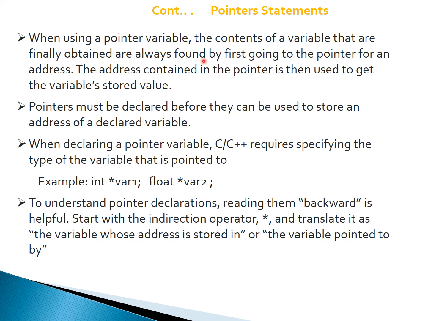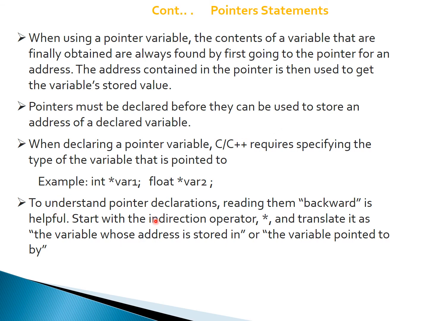When using a pointer variable, the contents of the variable that are finally obtained are always found by first going to the pointer for an address. The address contained in the pointer is then used to get the variable's stored value. Pointers must be declared before they can be used to store an address of a declared variable. When declaring a pointer variable in C++, it requires specifying the type of variable that is pointed to. For example, int *variable1 or float *variable2, or the one we already used in previous slides.